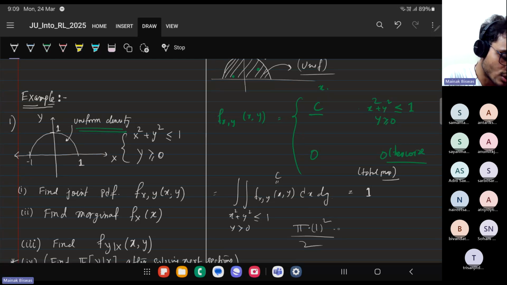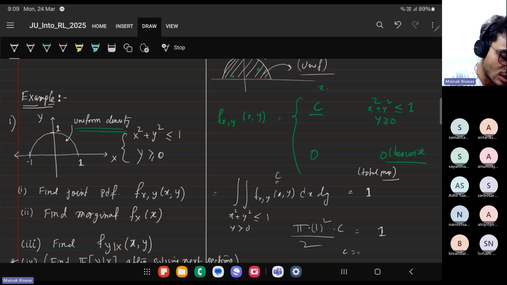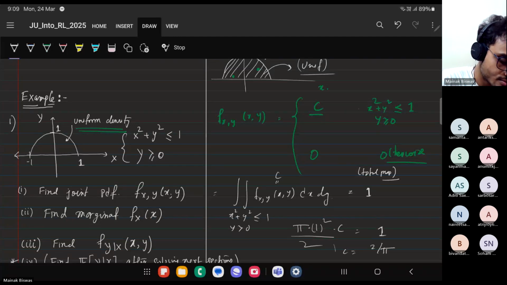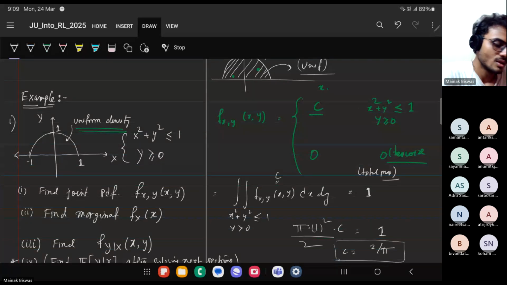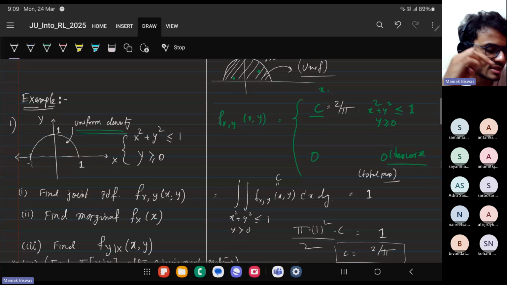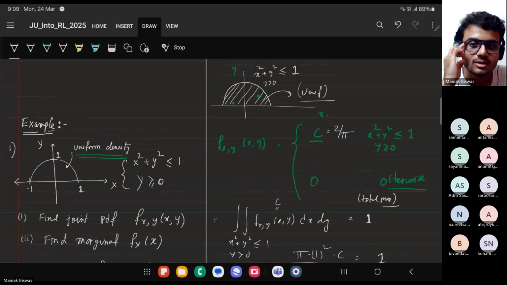This is C, so C times this is equal to 1. So C is equal to 2 by pi. Is this clear? So clearly, if you integrate 2 by pi over a semicircle, you will get 1. Okay.